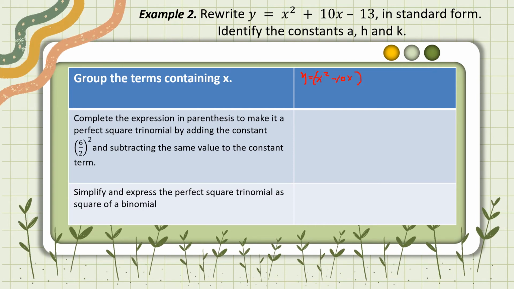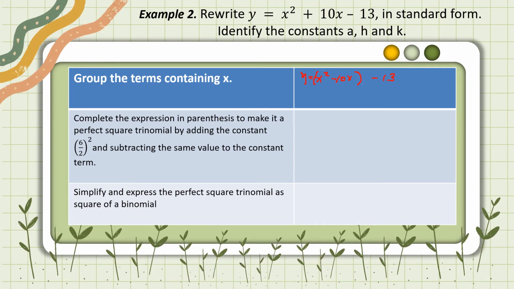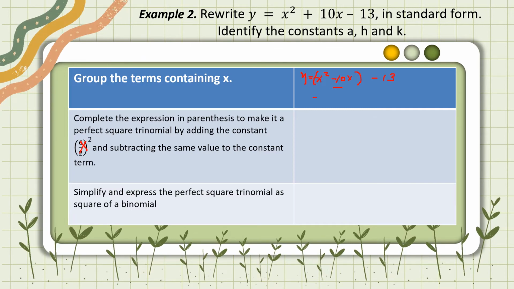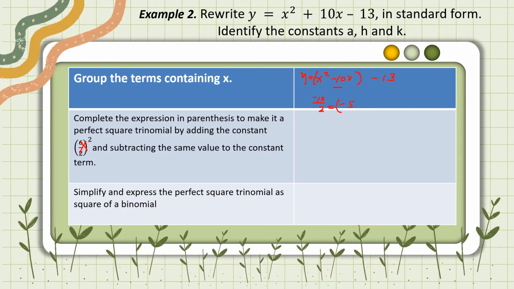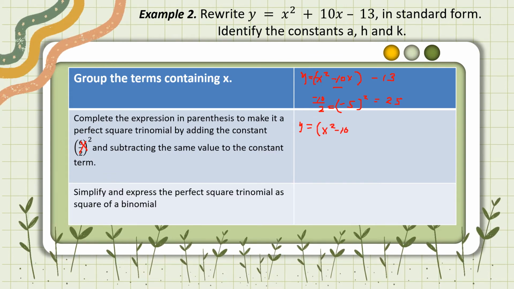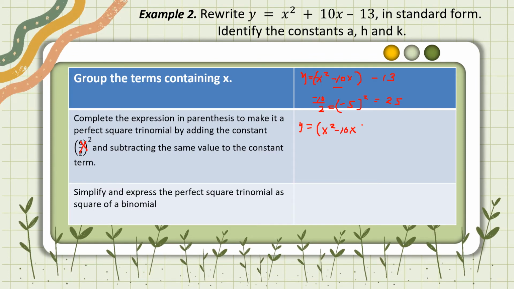Okay? Tapos, negative 13. So, pag na-regroup natin yan, kukunin natin yung b value. Ang b value natin ay negative 10. So, yung negative 10 na yan, i-divide mo siya sa 2, magiging negative 5. Tapos yung negative 5, i-square mo siya, magiging positive 25. So, ang makukuha po nating perfect square trinomial niyan ay y is equal to quantity x squared minus 10x, plus 25.